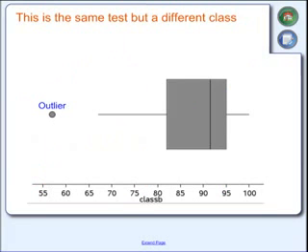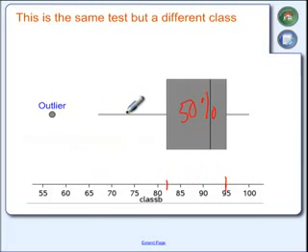Alright, well, here's another example. This particular class is class B. This is for the same test as the last class. Now you can look at this one and say our middle 50% goes from about 82 to 95. So I can tell that this class scored a little higher than the last class.